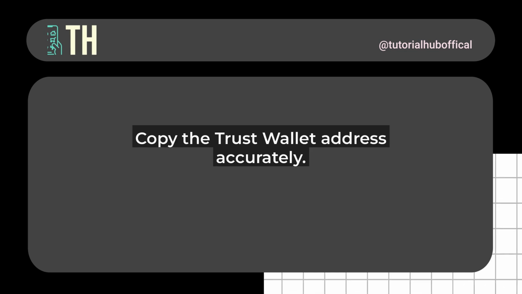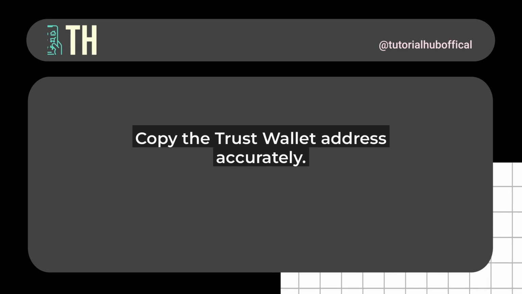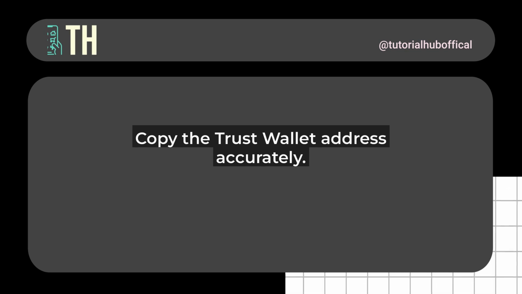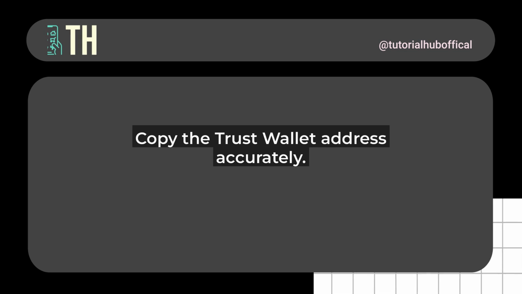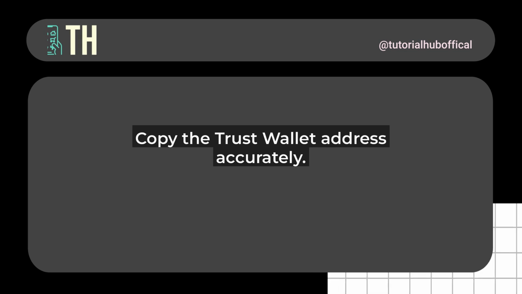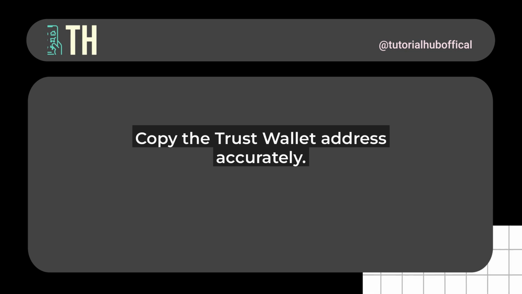Step 2. In Trust Wallet, open the app and go to the Wallet section. If you don't have an XDC wallet set up, add it by searching for XDC in the token list and creating a new wallet address. Copy this address carefully. It's a long string of letters and numbers, so double-check for accuracy to prevent any errors.